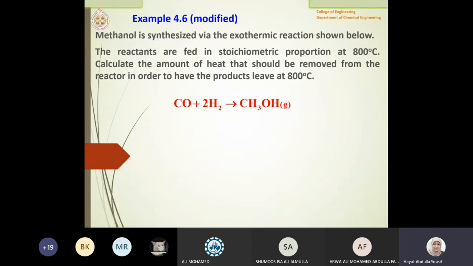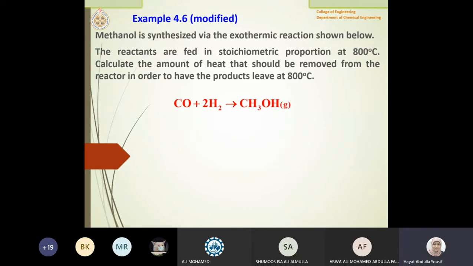Let me clarify what we are going to do here. This is example 4.6 from your book, but I modified it to make it clear in terms of a presentation and to be a direct implementation of what we explained so far.